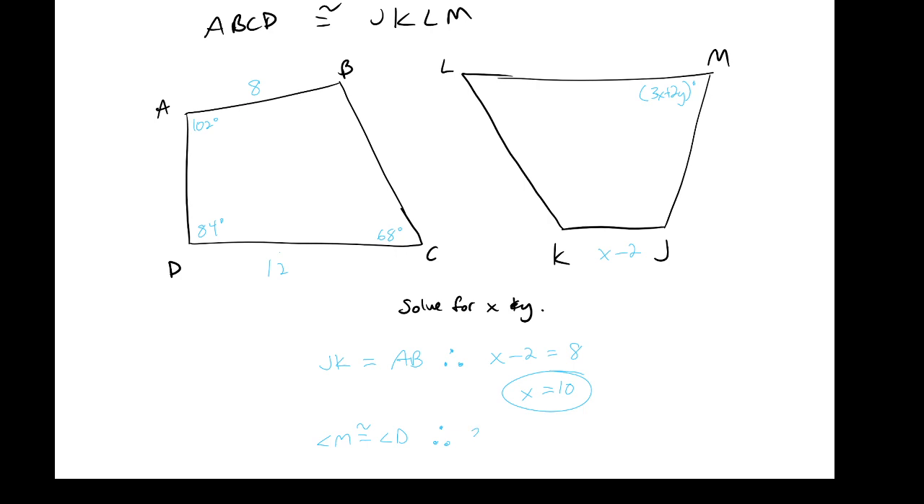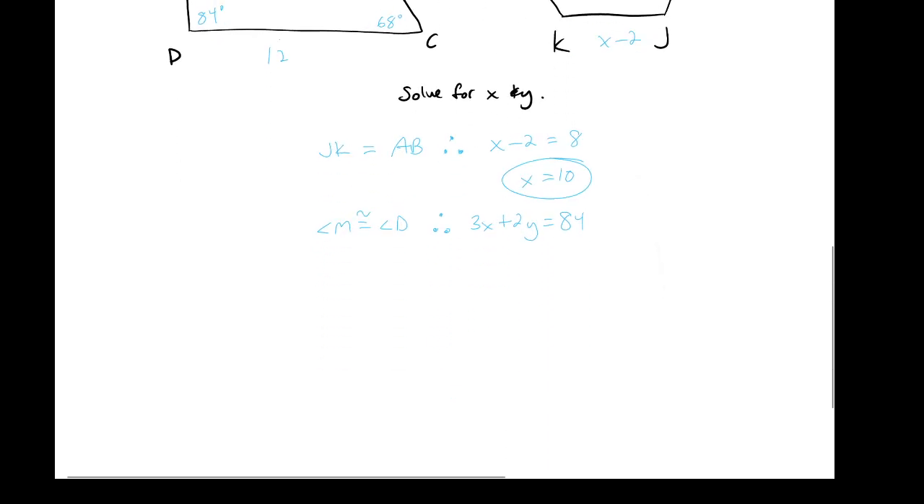So M, which is 3x plus 2y, is equal to 84. Again, I can't solve that in two variables, but hey, I already know what x is equal to. It's 3 times 10 plus 2y, and that's 84. Right? 3 times 10 is 30, plus 2y is 84. Continuing my algebra, I'm going to subtract 30 from both sides as I'm working to get y by itself. I'm left with 2y on the left side is equal to 54.